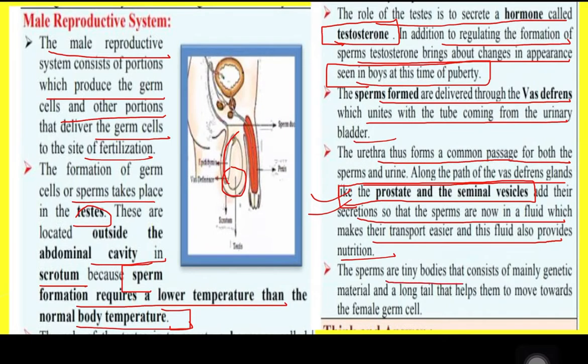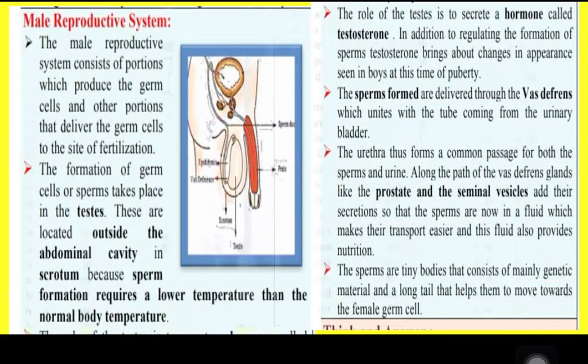Sperms are tiny bodies that consist mainly of genetic material and a long tail that helps them to move towards the female germ cell. So the sperm is a tiny body having the genetic material, that is DNA.